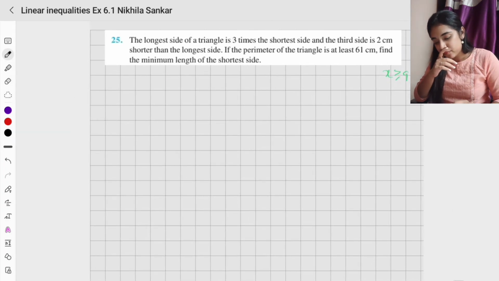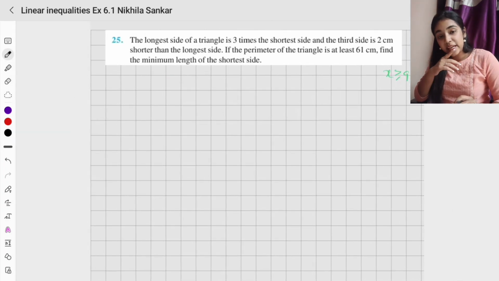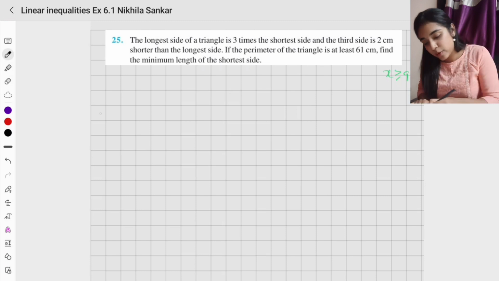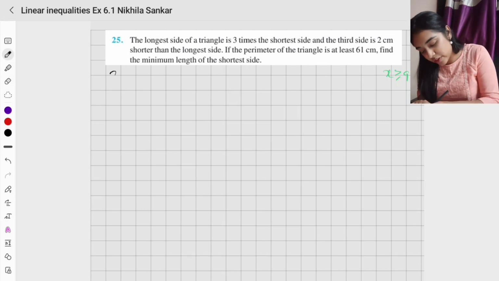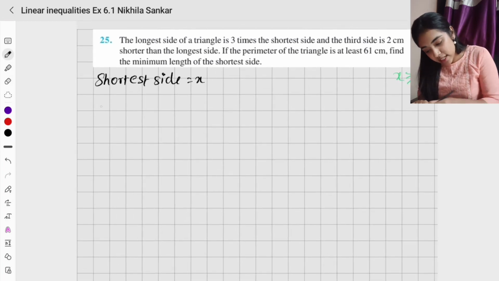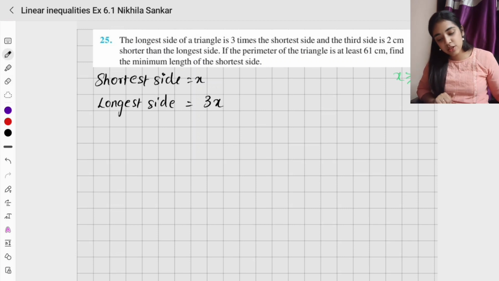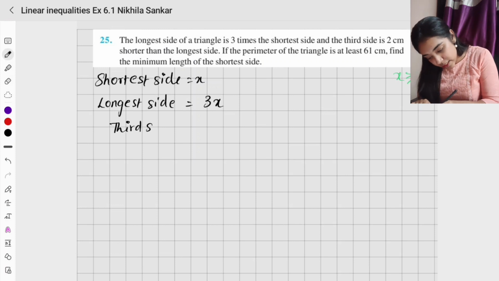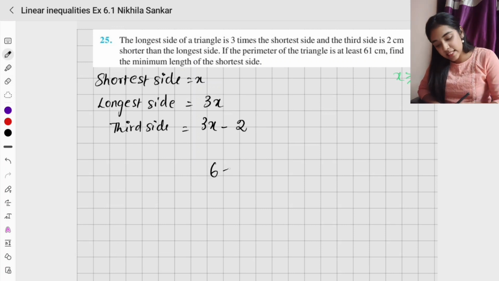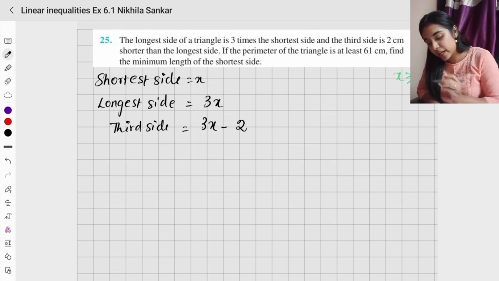Question number 25. The longest side of a triangle is 3 times the shortest side. There are 3 sides in total. The longest side is 3 times the shortest side, so first let's take the shortest side equals x. The longest side is 3 times the shortest side, so 3x. The third side is 2 centimeter shorter than the longest side. For example, if the longest side is 6, the third side, 2 shorter than the longest, is going to be 4. So you know how to form the equation. 3x minus 2, this is my third side.